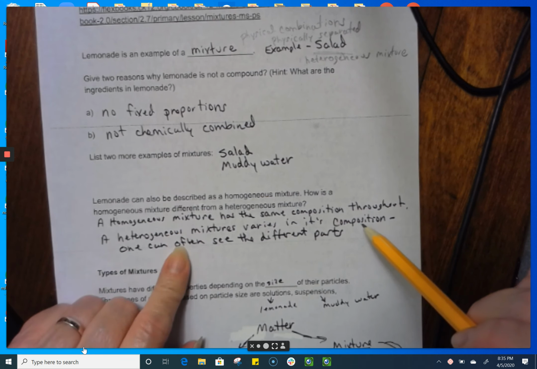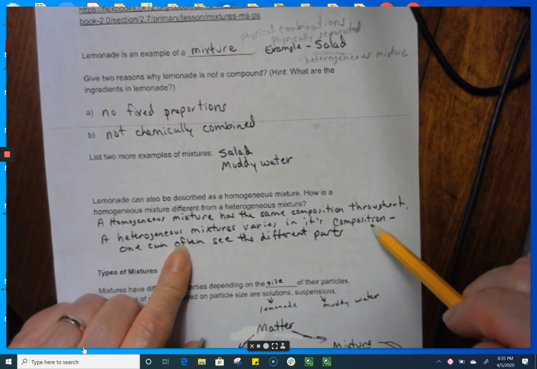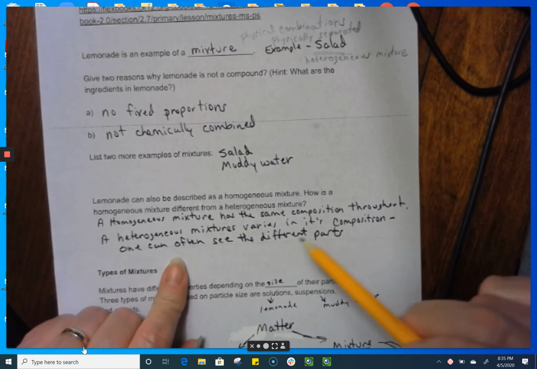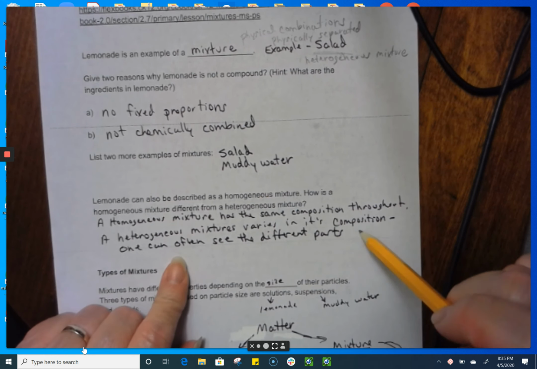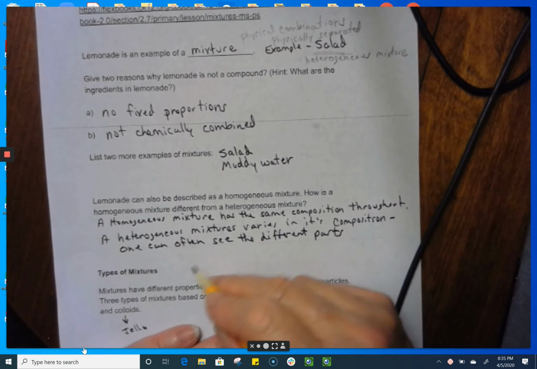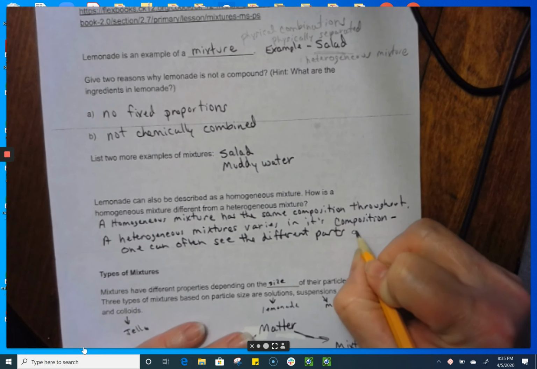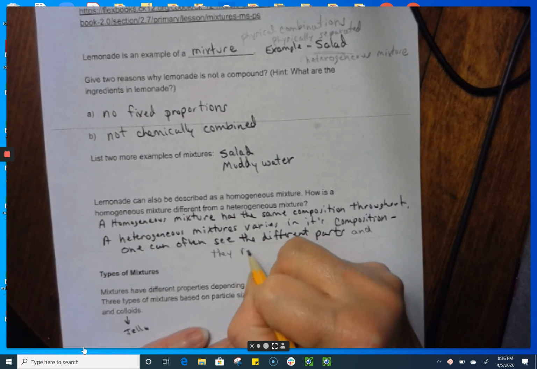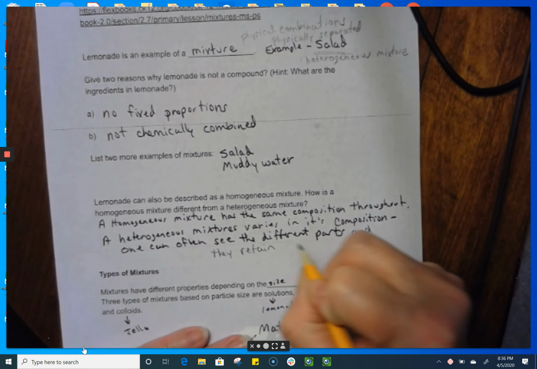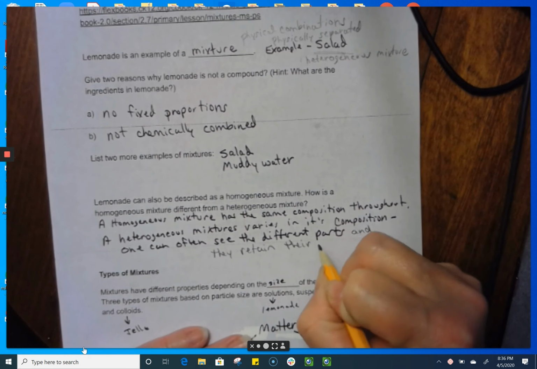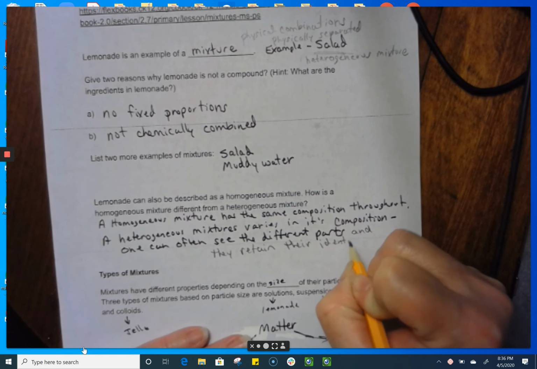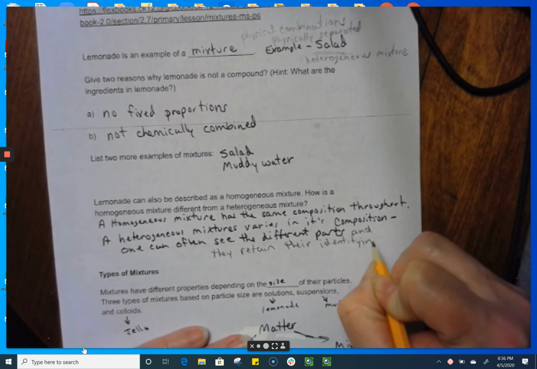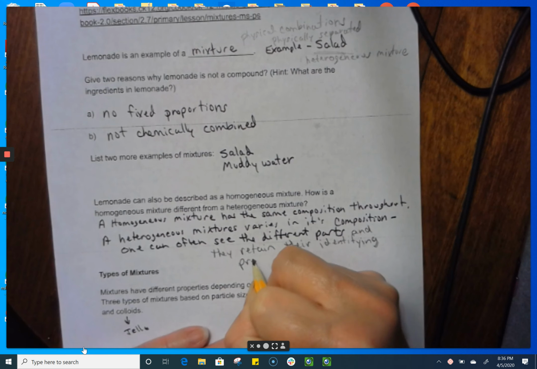Okay? A heterogeneous mixture is like a bowl of mixed colors of M&Ms or the salad. You can see the different parts, and they keep their own properties. You can often see the different parts, and they retain their identifying properties.